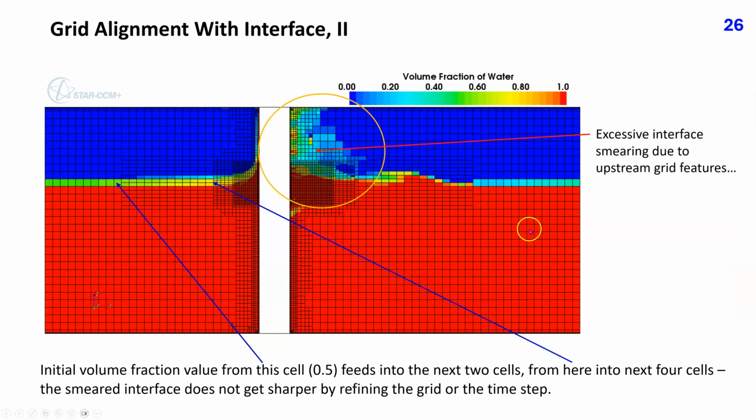Here is the result of the simulation started with the initialization shown in the preceding slide. The initial volume fraction value from this cell, 0.5, feeds into the next two cells, and from here into the next four cells, leading to a highly smeared interface. The smearing cannot be reduced by refining the grid or the time step because the flow is parallel to the free surface. The sharpening feature can only partially help.